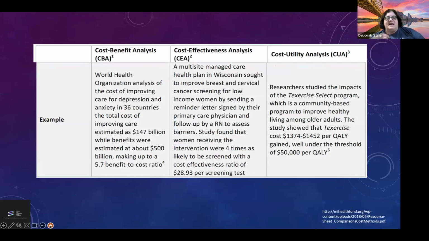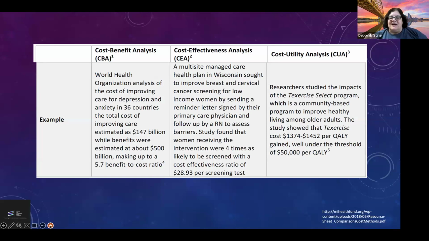So here are some examples. The World Health Organization looked at the cost of improving care for depression and anxiety in 36 countries. The total cost of improving care was 147 billion. Benefits were about 500 billion. So therefore, the benefits outweigh the cost, and it makes sense to undertake that activity, at least based on that one factor. There are other factors, and I'll talk about that in a second. But based at least on that aspect of it, you're going to save money.